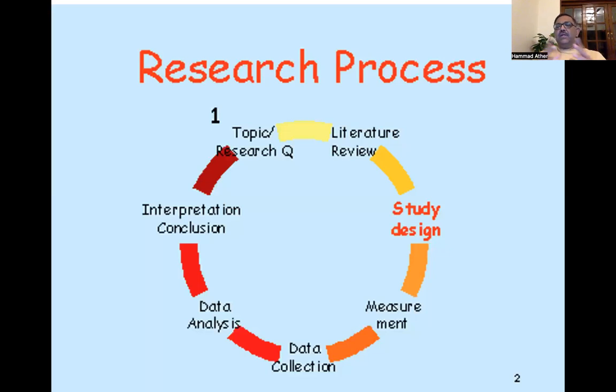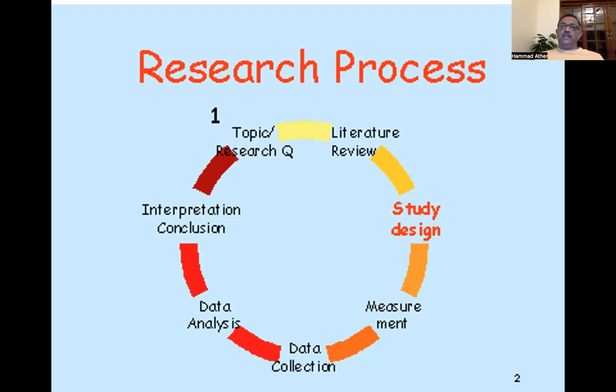The cycle of research, as I've said, starts with a topic or a research question. You then do some literature review to answer the question whether this has already been answered. And if it is answered, does it leave some queries behind, or are there some lacunae, some gaps in our knowledge that you can fill up with your research? And this is what the literature review will tell you.